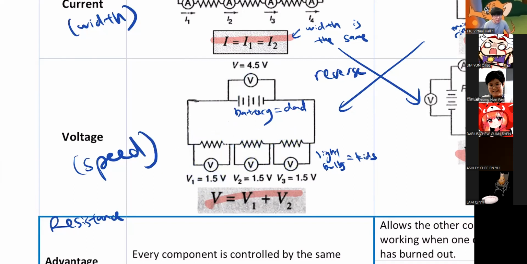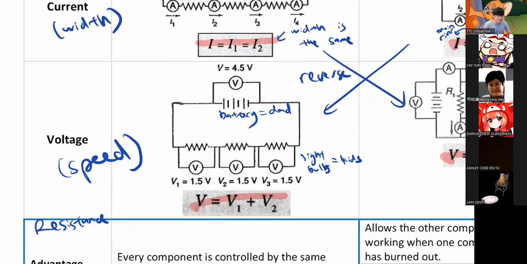That means the more light bulbs you add, the more they have to split, the dimmer they are. Your light bulb will get dimmer and dimmer. 越来越暗，越多灯泡加进来越多人要 share 你爸爸赚的钱就越来越暗.